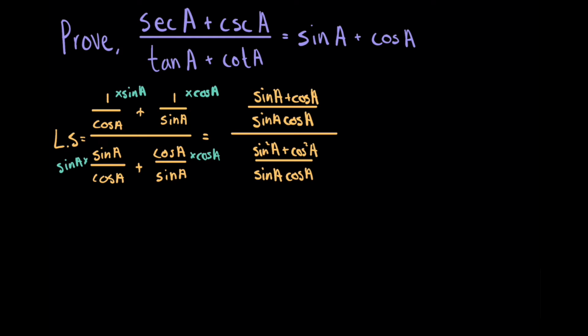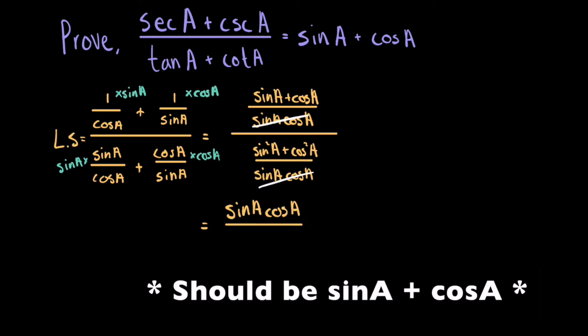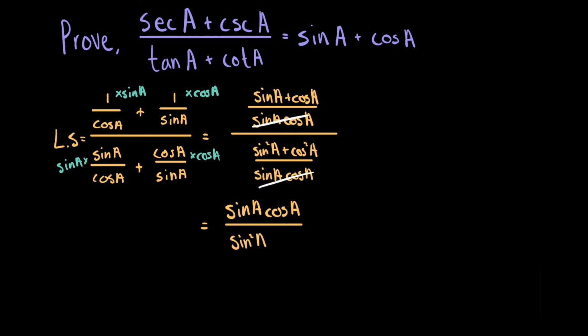We can notice that we have sine A cosine A in both the numerator and denominator, so we can reduce that term as it cancels out. What we're left with is sine A plus cosine A, all over sine squared A plus cosine squared A. Well, that's good. The denominator here, sine squared A plus cosine squared A, is just the Pythagorean identity, and we know this is equal to 1. So we can cancel this term out because anything divided by 1 is just itself. And so we have our final answer, sine A plus cosine A.